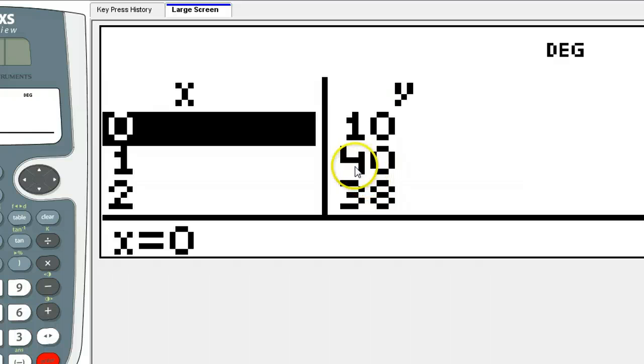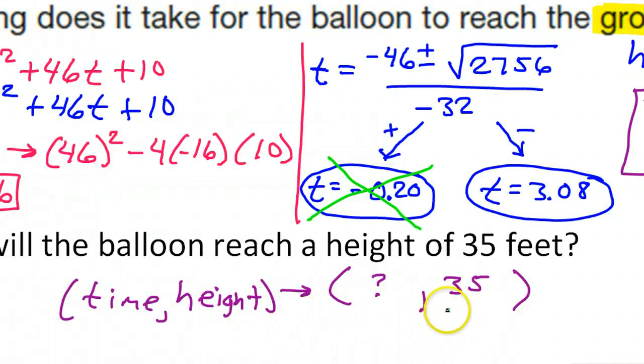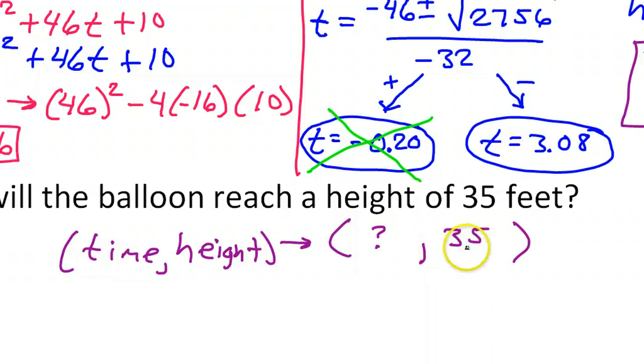Okay, so here's why the calculator is not helping us enough. Because this is going up by even seconds, and it goes from 40 feet to 38 feet. It skips right over 35 feet. So I need more accuracy than this. So here's what I'm going to do. They are giving us the height is 35. So let's just plug in a height of 35.